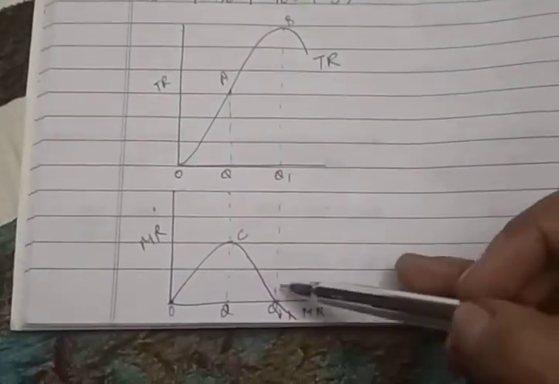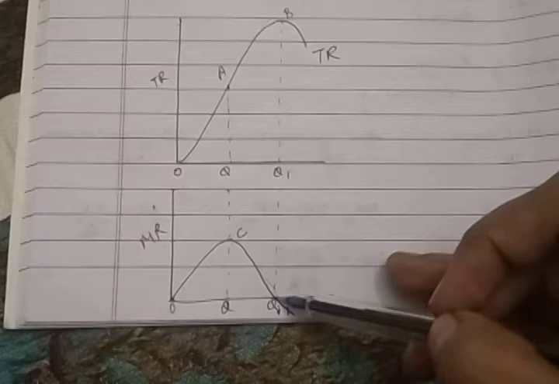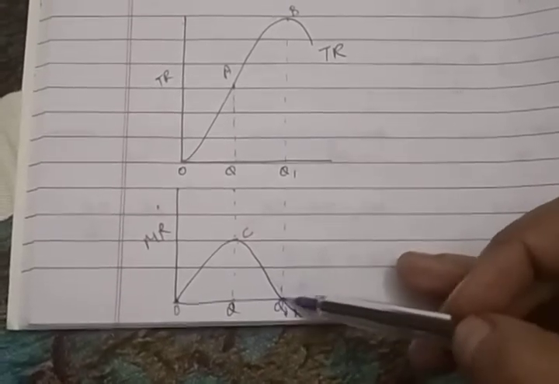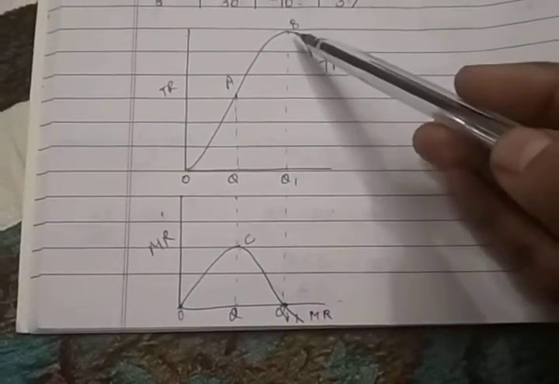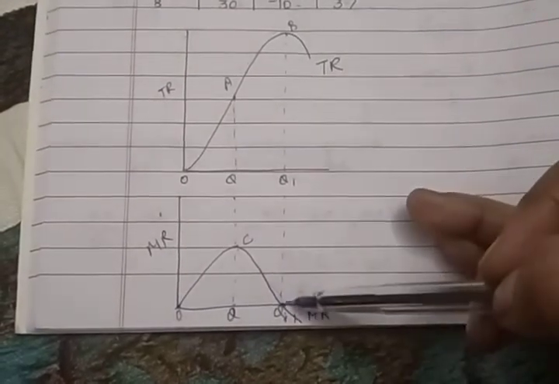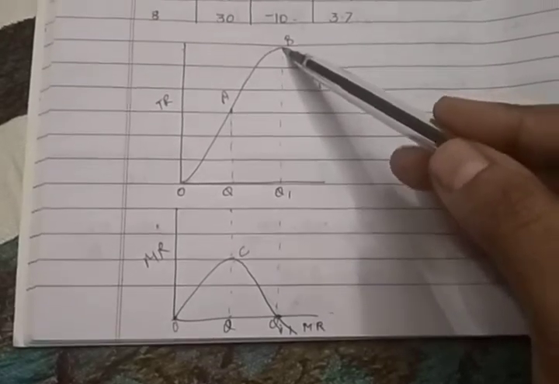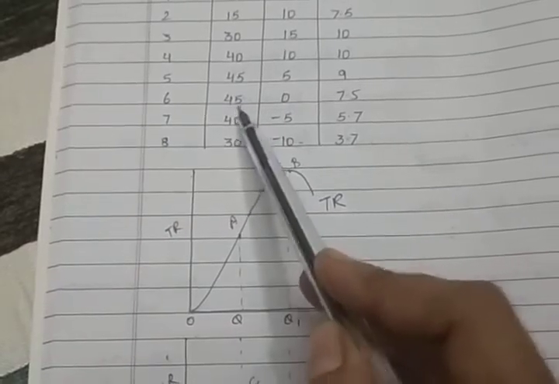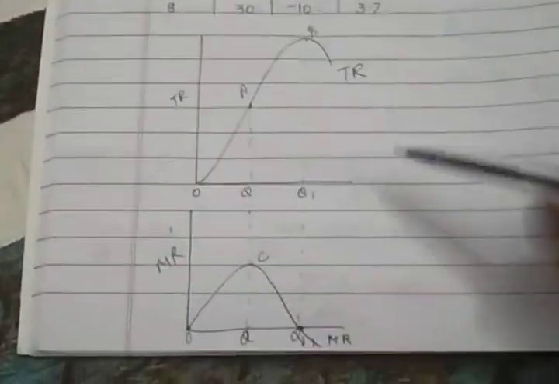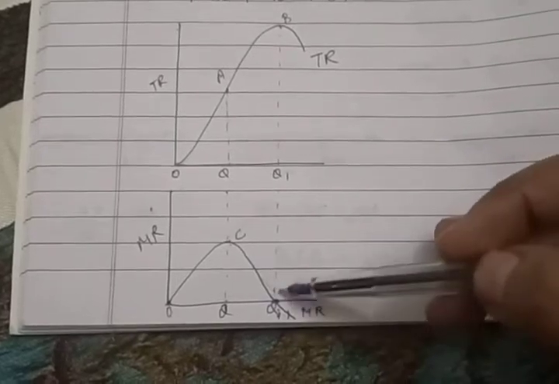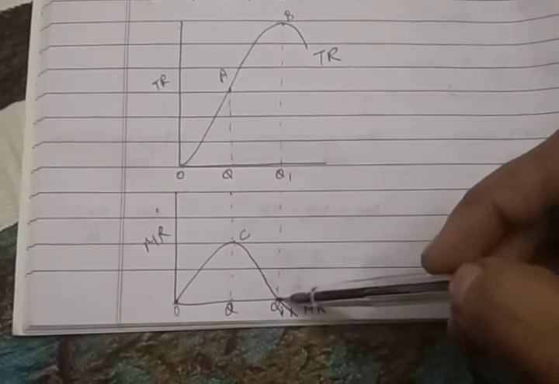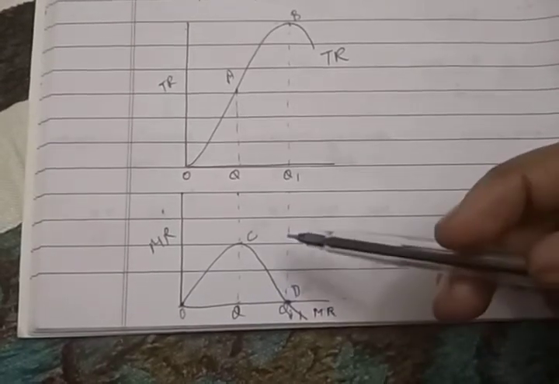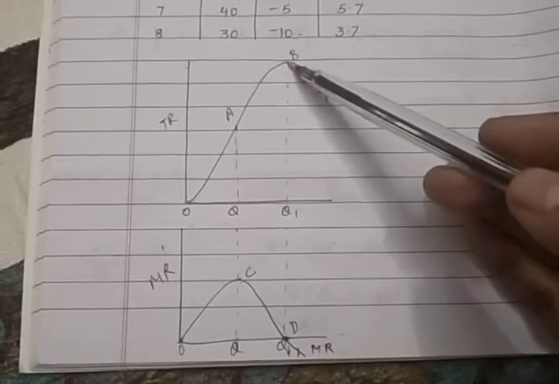Now the third point, when MR reaches 0, here at the Q1 level of output you can see MR is 0. So TR is at the maximum. MR is 0 and TR is the maximum. The same thing is shown in the table: MR is 0, TR is at the maximum. In this diagram, at the OQ1 level of output, MR is 0 at point D, and TR is also maximum at point B.